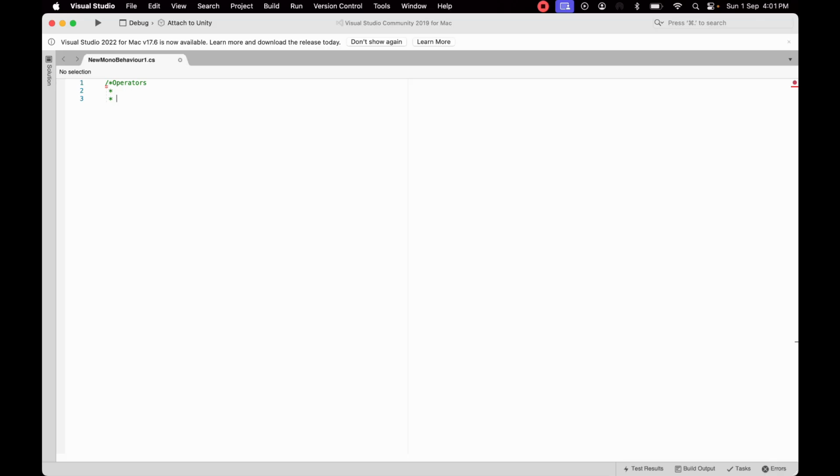Right. So operators are symbols or keywords in programming languages that tell the compiler or interpreter to perform specific operations on one or more operands, right? Operands can be variables, constants, or expressions. So we first talked about data types, right? Now we're talking about operators. So operators are basically operations that can be done, right? Operands can be variables, constants, or expressions.